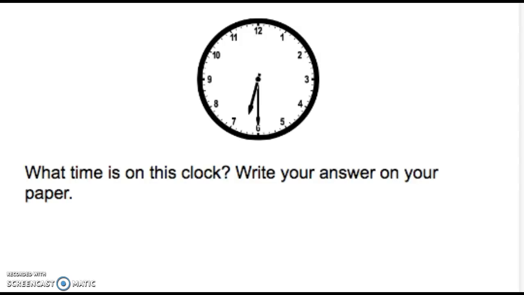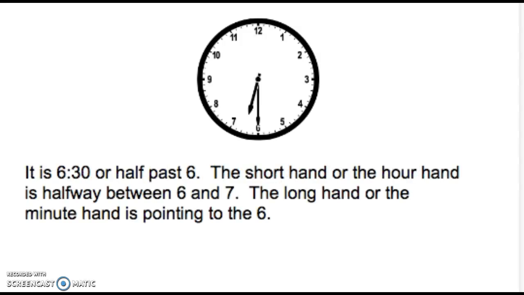What time is on this clock? Write your answer on your paper. It is 6:30. The short hour hand is halfway between the 6 and the 7. The long minute hand is pointing to the 6. So you would read this clock as 6:30.